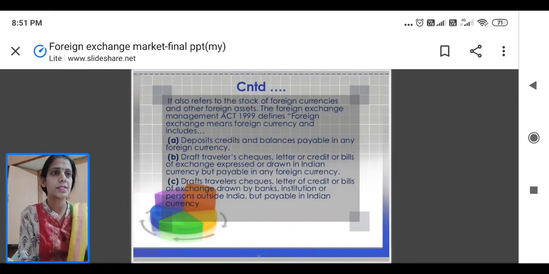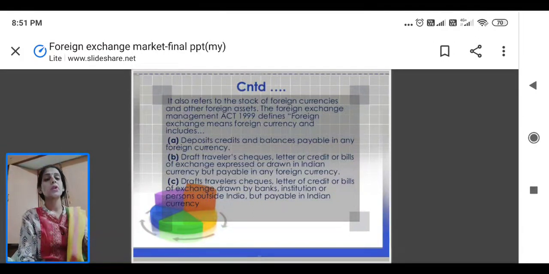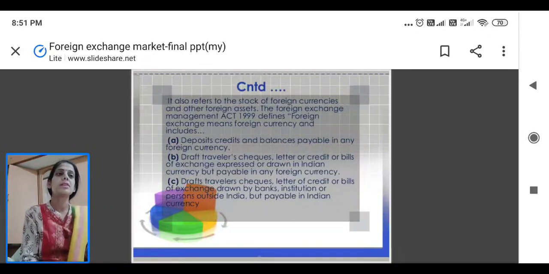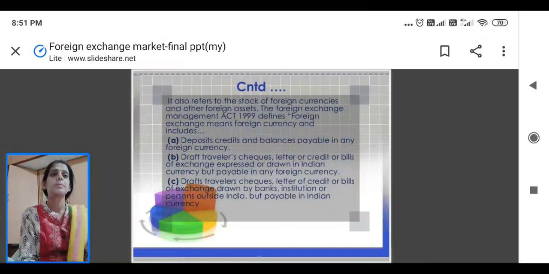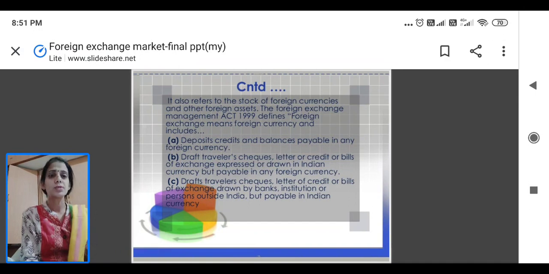Now come to the third one, that is the draft traveler's check or the letter of credit or bills of exchange drawn by banks, institutions or persons outside India but payable in Indian currency. What if a person from outside India is traveling here and wants to do some transactions? He needs to land in India and get his money exchanged. That is possible, but when he is flying out of his country, he can also deposit the money there and get the conversion over here once he reaches. That can also be done. That is nothing but the draft traveler's check.